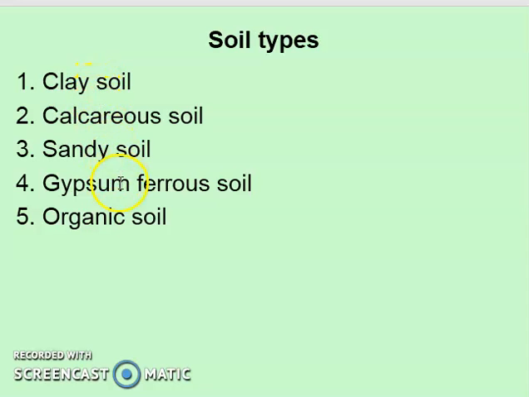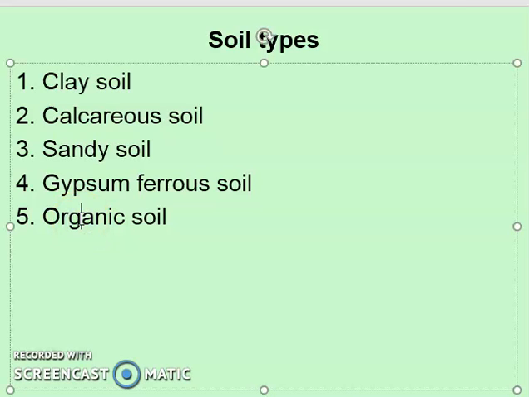The first 4 soils are usually found in arid and semi-arid regions. Organic soil is usually found in humid areas. I will give a quick skim of each type, just a hint for each type of soil, and we will explain each type in a separate lecture.